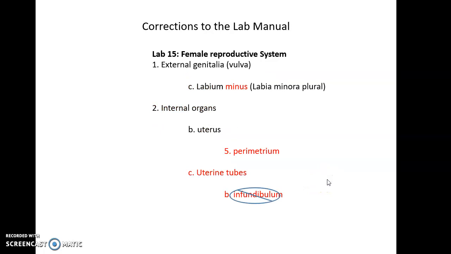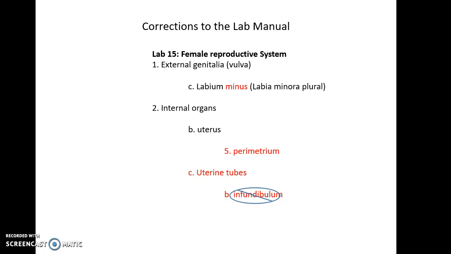All right, then for the female reproductive system, I just want to point out that they show you, for instance, labium majus, labium minus. Those are the singular version. Then labia majora and labia minora are the plural version. You can use either one. I don't care.